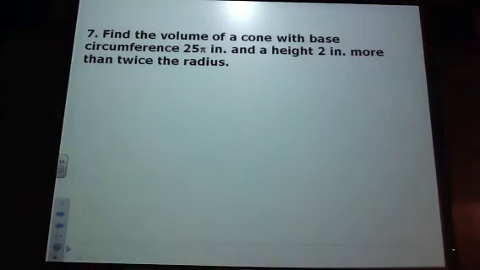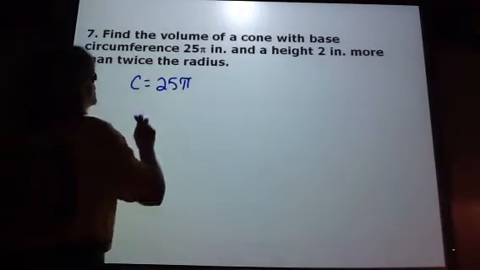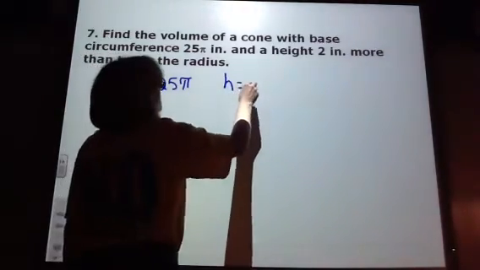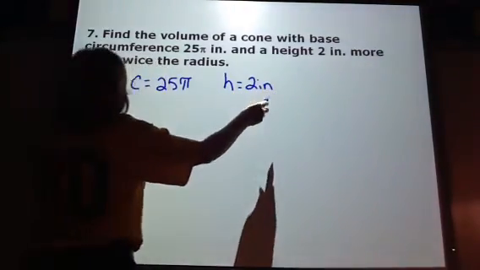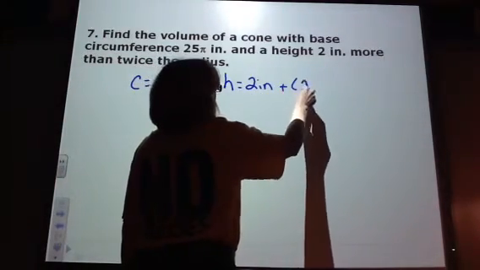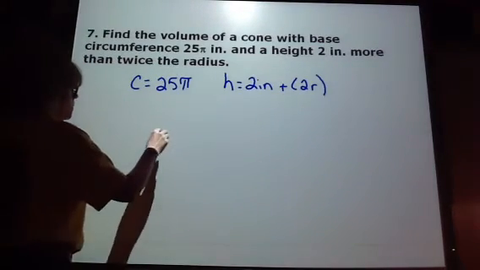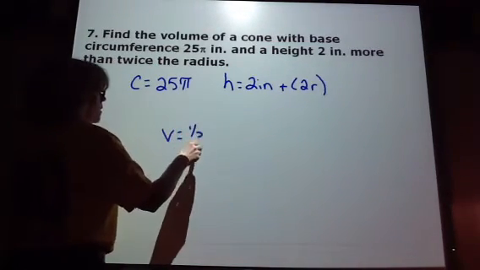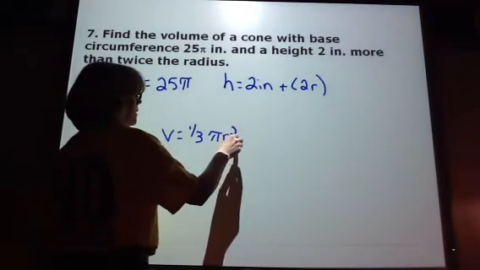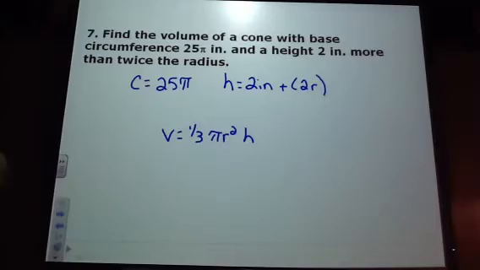So find the volume of a cone with base circumference and height 2 inches more than twice the radius. To find the volume, we need 1/3 area of the base times the height. So we need to find out what the radius is.